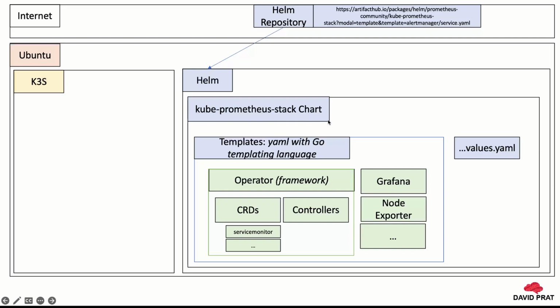And this chart is, as all the Helm charts, composed of templates and then also a values.yaml file. The templates are the Kubernetes resources that contain this Go templating language that is going to have these tags that are going to be then filled by the values.yaml file at the moment of doing the installation.